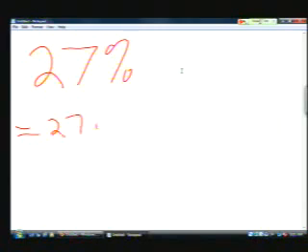So let's take something like 27%, and then you tell me, what does that mean? 27%. Courtney, what does that mean? 27 out of 100. Exactly. So it actually means 27 out of 100.